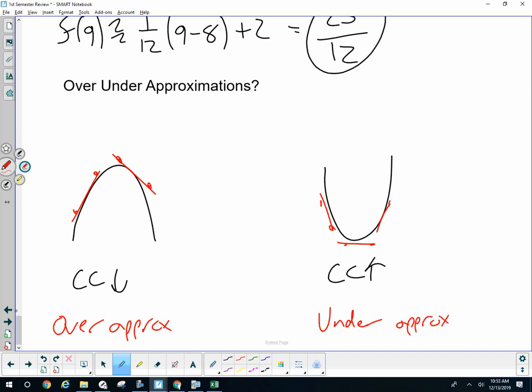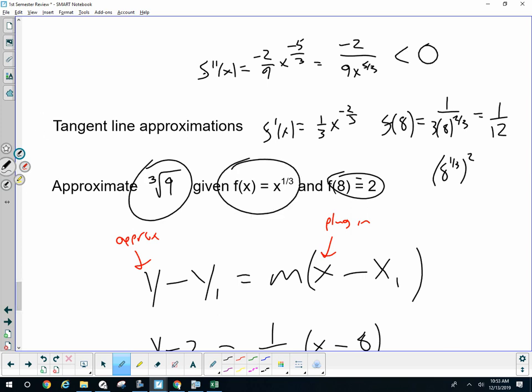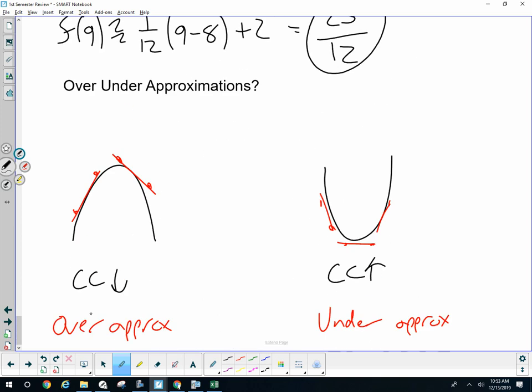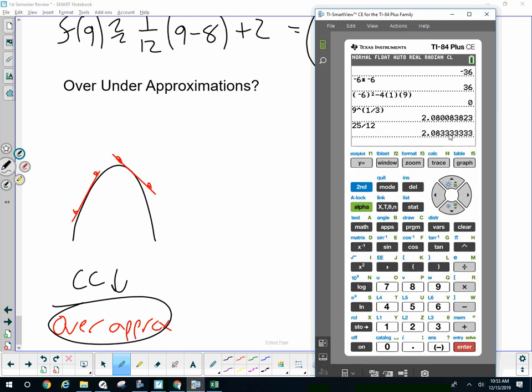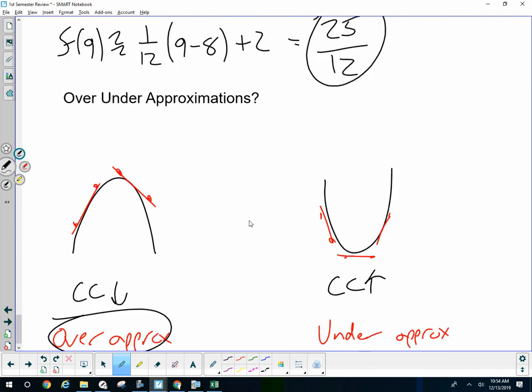So let's go back into this equation. Let's look at the second derivative. It's going to be a little bit tricky, but let's see if we can do something. We end up with -2/9 x to the -5/3. That's -2 over 9 x to the 5/3. If I plug in a positive value close to 8 and 9, I know that this is negative. So that means this function is concave down, which by approximation I could tell is an over approximation. I confirmed that it's an over approximation, but you don't have to use your calculator to confirm an over approximation. If you know the concavity, you know if you're over or under.